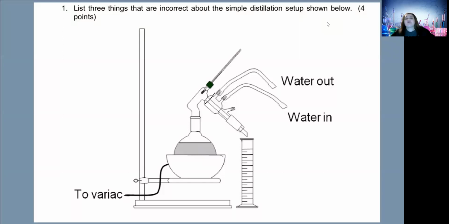All right, let's do this. So here we want to list 3 things that are incorrect about the simple distillation setup shown below. So there are 4 things in total wrong with this setup, but they're only asking for 3. Okay, so if you have any 3 of the 4 that I write, you're good to go. So we just reviewed this, so hopefully it stuck.